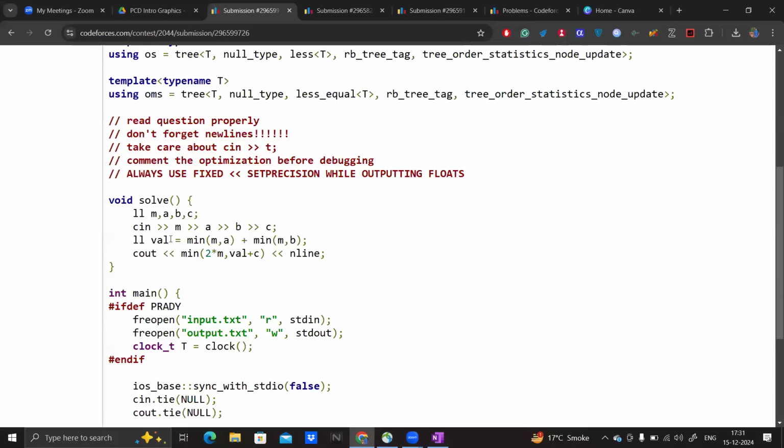Okay, so val is min of m comma a plus min of m comma b. So like I seat this many monkeys, and then I can seat c more monkeys. If I seat c more monkeys, then it will be val plus c. But if that is greater than 2m, then that means I don't have enough seats. Like I have seated extra. So the answer would be 2m in that case. I'll just fill those seats which are empty with c.